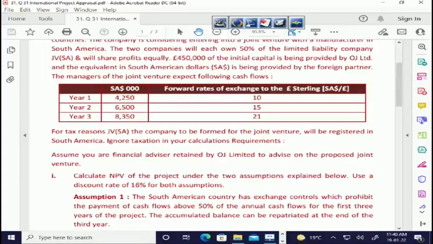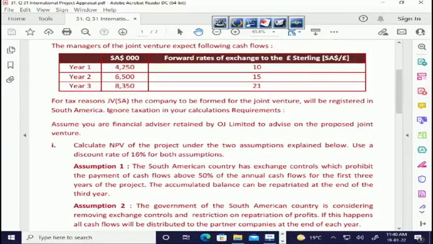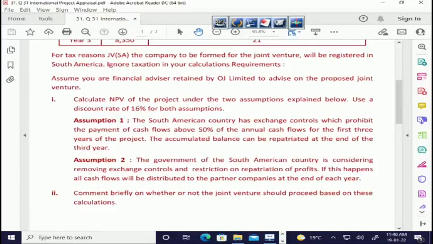For tax reasons, JVSA, the company to be formed for the joint venture, will be registered in South America. Ignore taxation. Assume you are a financial advisor retained by OJ to advise on the proposed joint venture. Calculate NPV of the project under two assumptions explained below. Use a discount rate of 16%.